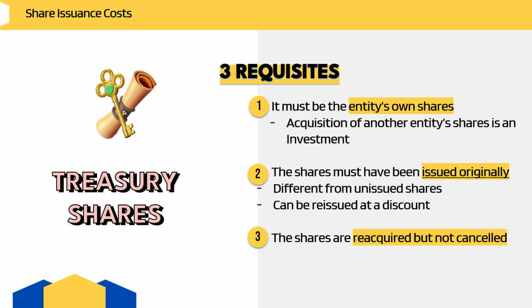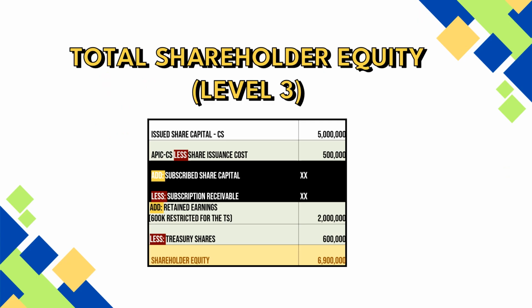So there are three requisites for it to be considered a treasury share. First is, the corporation must buy its own entity shares. So meaning, if I'm Corporation A, I need to buy back the shares that I issued under my name. If I buy shares from Corporation B, which is a separate entity, that's not a treasury share, that's an investment to another company. Second is that the shares must have been issued originally, right? And third is that they are reacquired, hindi mo kinancel kaagad, right? So now, we will advance our shareholder equity equation into three. Meron ka ng treasury shares here. And then we will also include retained earnings.